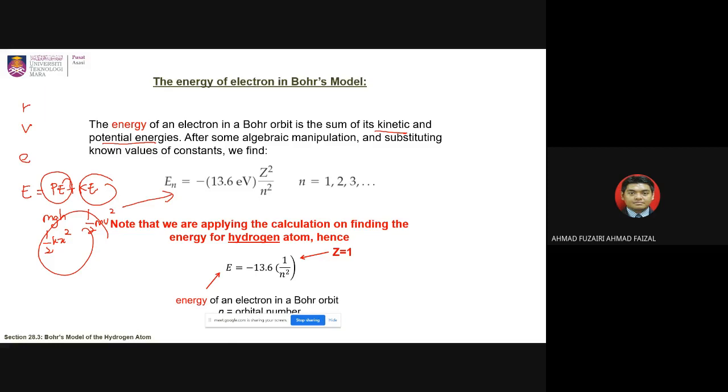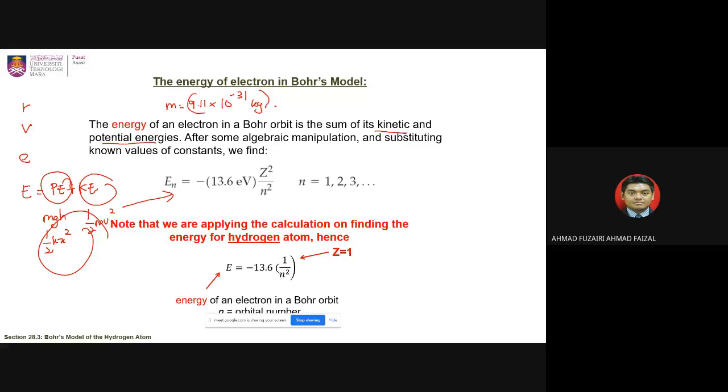Remember, this is not a normal thing, this is not a car, this is not a ball. In fact, this is the energy of an electron, whereby the mass of the electron is 9.11 times 10 to the power of negative 31 kilogram.